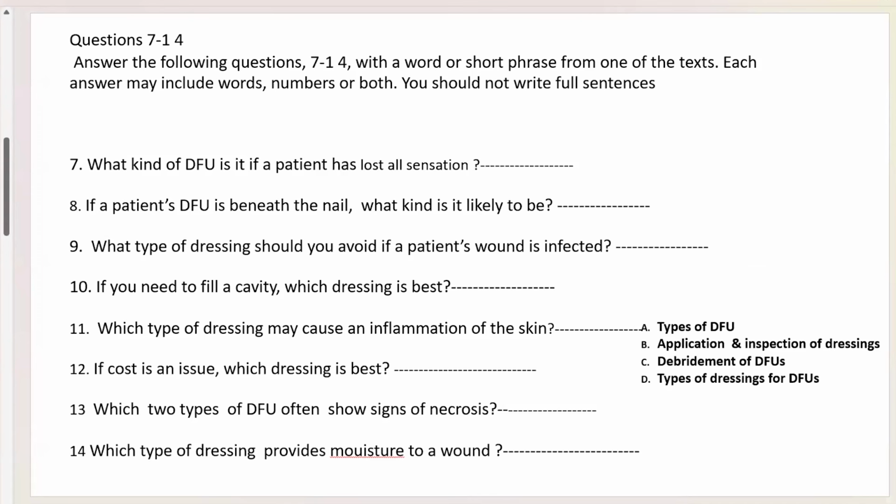Now, seventh one, what kind of DFU? Here you can write a one word answer or short phrase. Seventh question, what kind of DFU is it if a patient has lost all sensation? When you read the question, what you need to find out first is from which text it is. If you don't know, then you will search in all the texts, and you may not get time to finish all your questions. So by reading the question, think about from which text it will be. What kind of DFU? Again, types of diabetic foot ulcer, not type of dressing. If the patient doesn't have any sensation, then what type of DFU is it? That is the question.